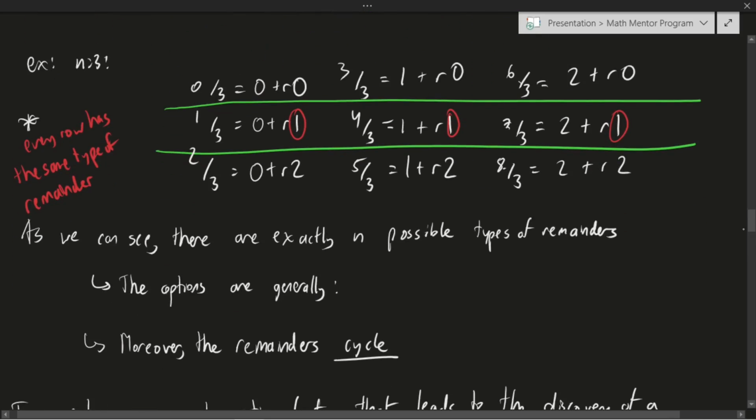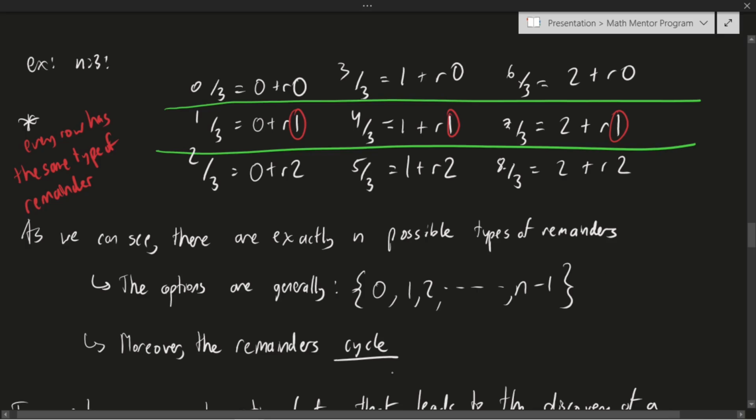And the point is that there are exactly n possible types of remainders. If we have a general n, here I chose n equals 3, but our remainders were 0, 1, and 2. When we have a general n, the story is similar. It's just that we have remainders that could be 0, 1, 2, all the way up until n minus 1.